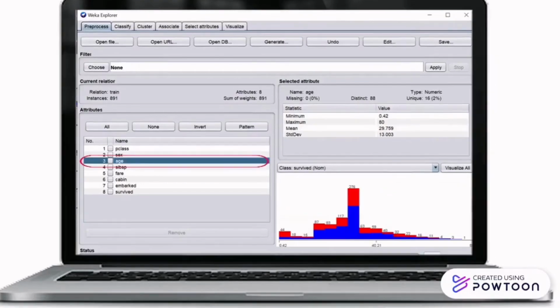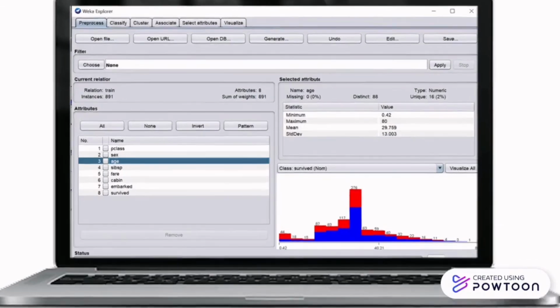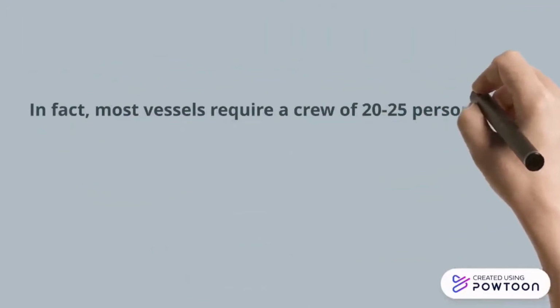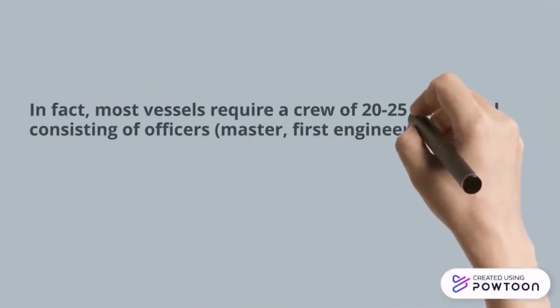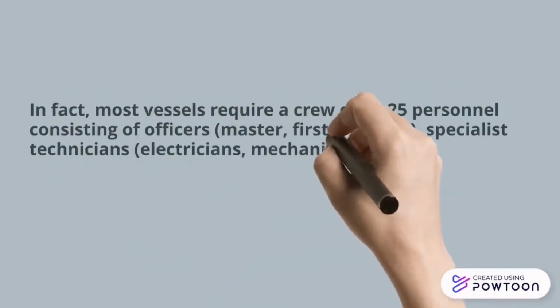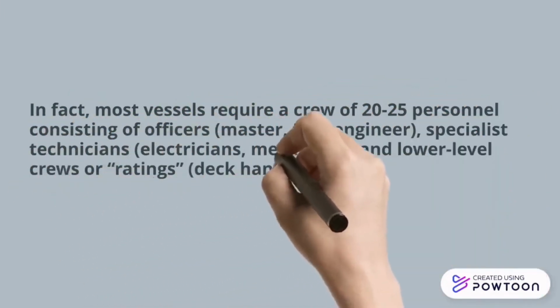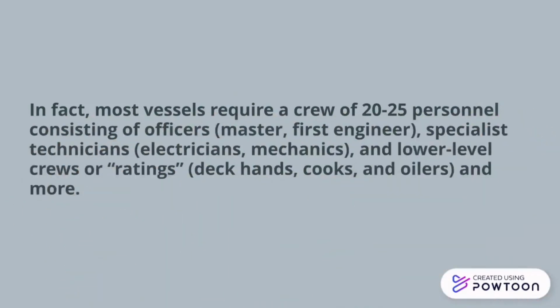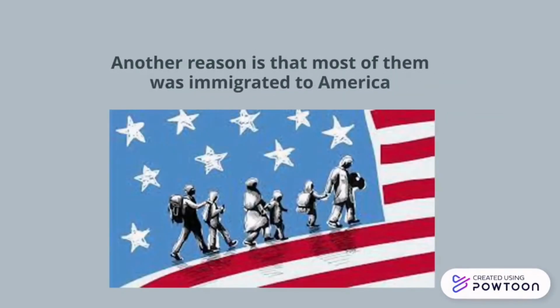And from the age column, we can get an insight from the visualization part that the children between 5 months and 5 years survived. Most of the passengers were in 4 buckets from 14 to 33 years old, but the highest bucket was from 28 to 33 years. It might be because a big number of passengers were actually ship crew who were working on the ship. In fact, most vessels require a crew consisting of officers, master, first engineer, specialist technicians, electricians, mechanics, and lower-level crews or ratings: deck hands, cooks, oilers, and more. Another reason is that most of them had immigrated to America.